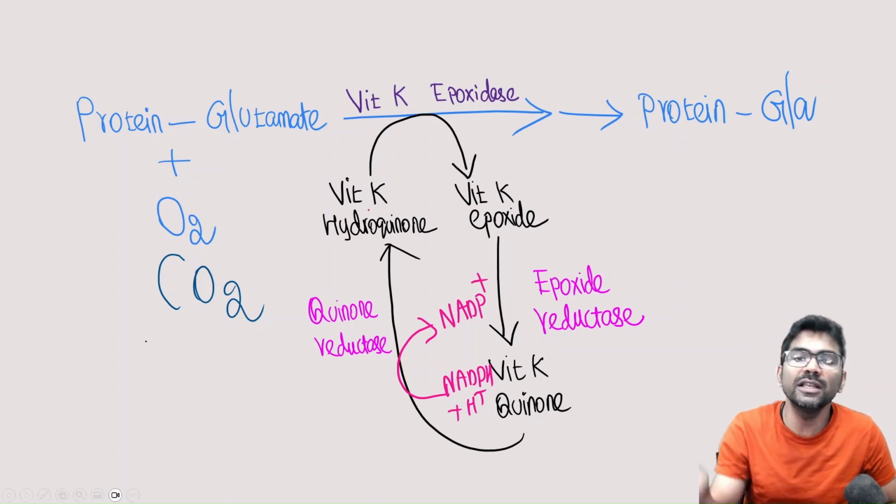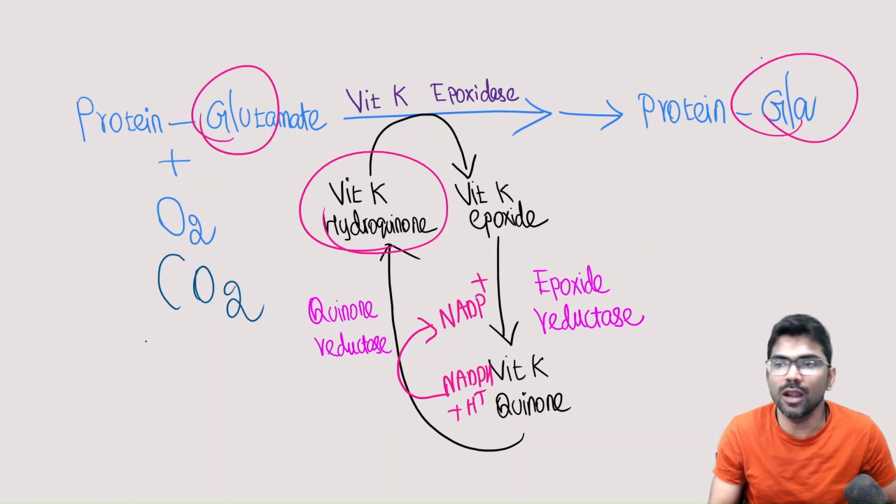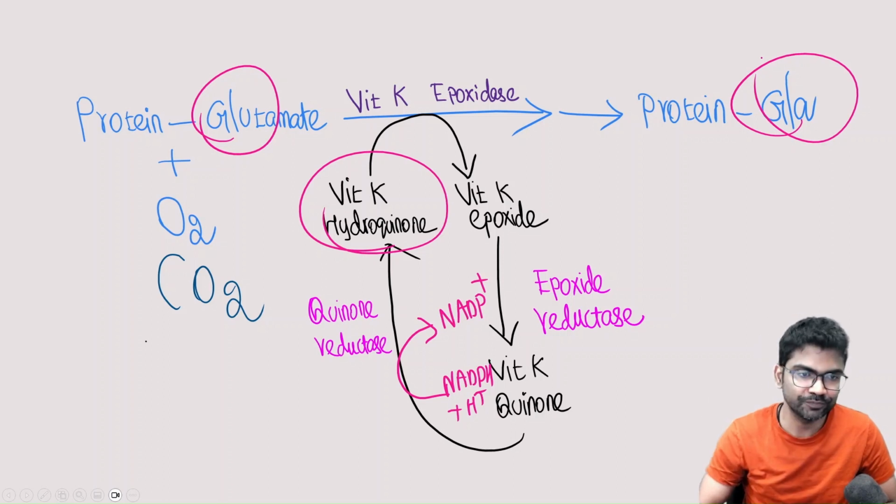So this is the vitamin K cycle. See this? Vitamin K hydroquinone is converted to epoxide, then quinone, then to hydroquinone. Right? So in this process, glue is converted to GLA. That is the significant thing. Okay, glue is converted to GLA.